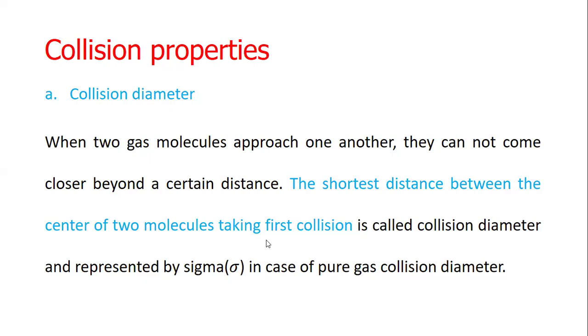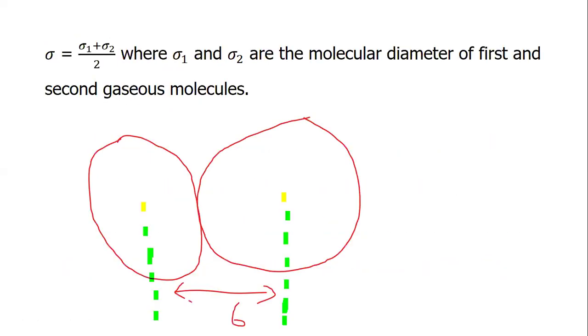In case of pure gas collision diameter, sigma equals sigma 1 plus sigma 2 over 2, where sigma 1 and sigma 2 are the molecular diameters of first and second gaseous molecules. The two molecules, this is the collision diameter.